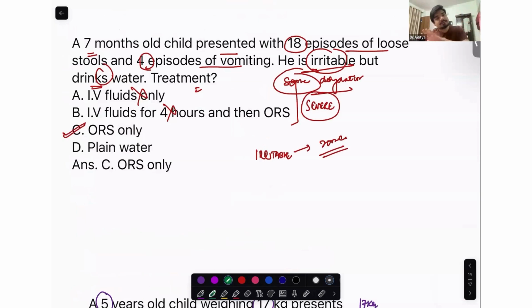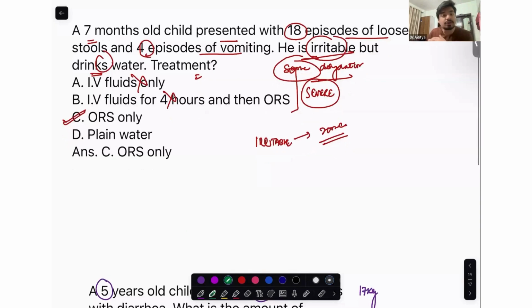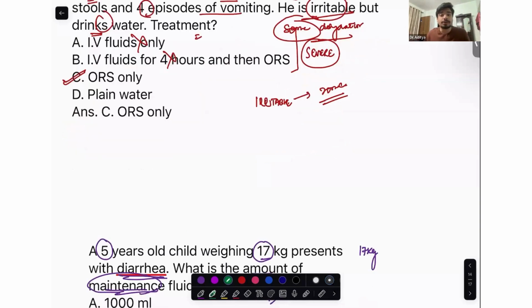Some dehydration means ORS only. Severe dehydration means IV fluid, which IV fluid? RL with 5% dextrose. Literally with just three concepts, you are able to solve all these previous year questions, important questions, which have come again and again. These questions have been repeated not once, but multiple times. And every time a question like this comes, just think about the basic core concept and you'll get to the answer.